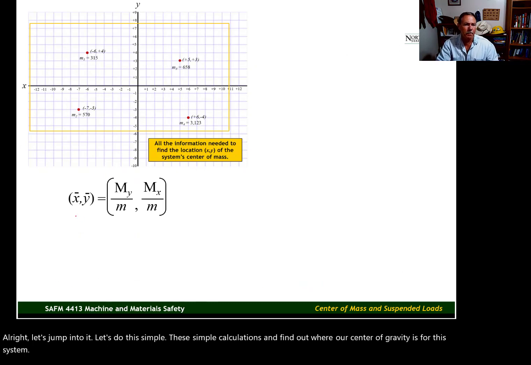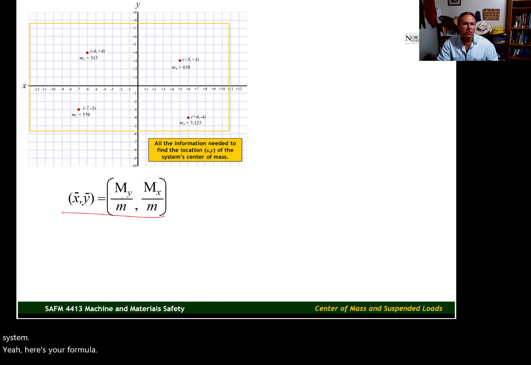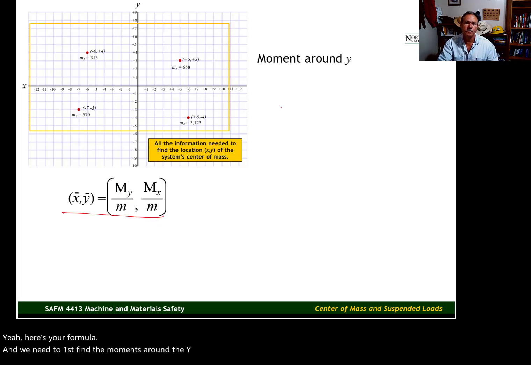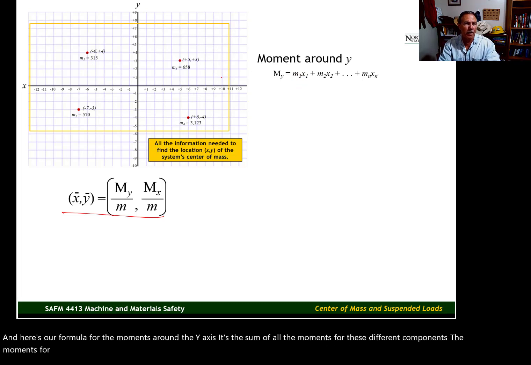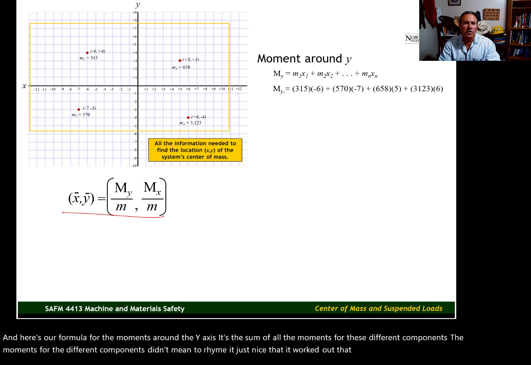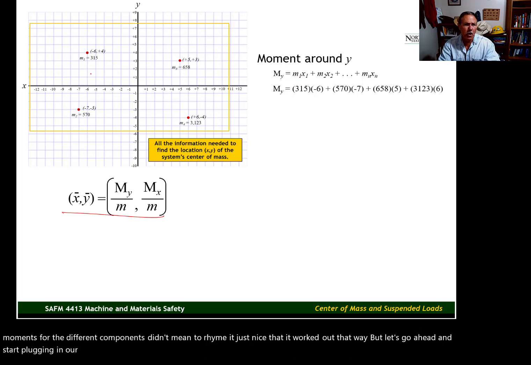Okay, here's our formula. We need to first find the moment around the y-axis. And here's our formula for the moment around the y-axis. It's the sum of all the moments for the different components. Let's go ahead and start plugging in our numbers. The mass for component 1 is 315.